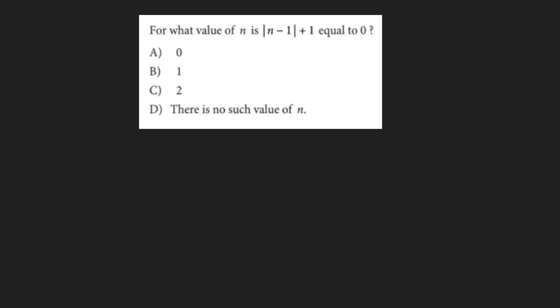Next question. For what value of n is the absolute value of n minus 1, plus 1, equal to 0? Well, we see here that the absolute value of anything is always going to be greater than or equal to 0, since the absolute value is the distance away from the 0 point on a number line. Well, distance can never be negative, so it's always going to be non-negative. A non-negative plus 1 is always going to be at least 1, so it can never be equal to 0. So the answer should be D.